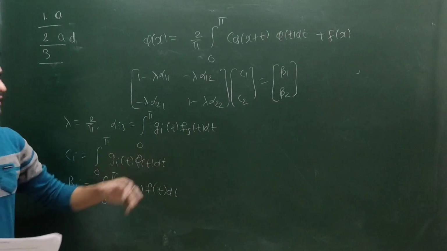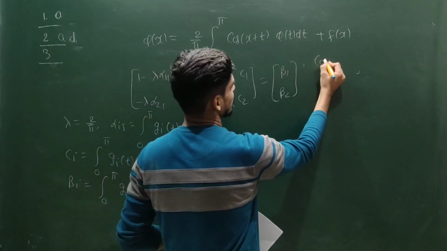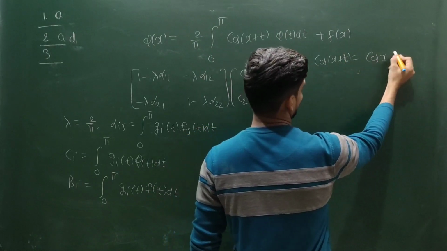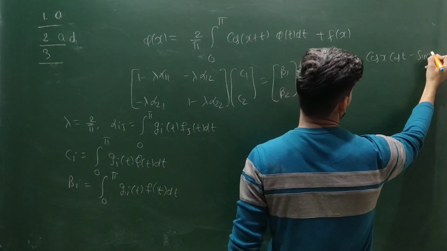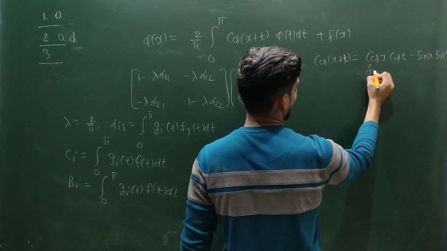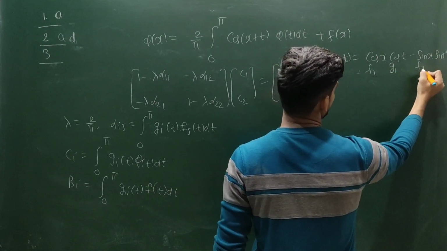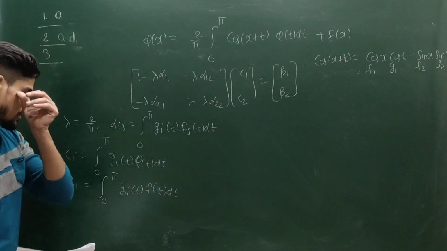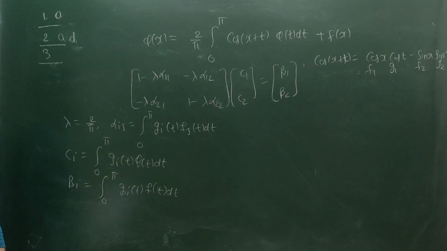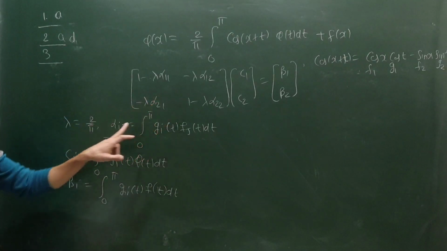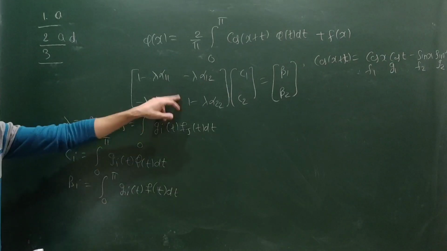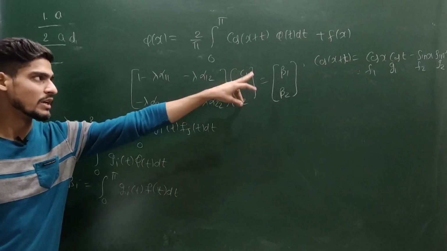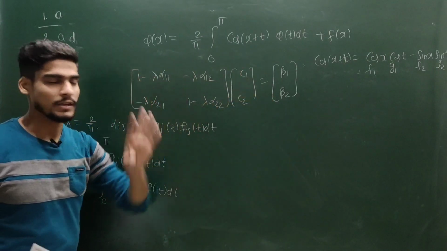Now what is my f1 and g1? We have been given the kernel. This is cos of x plus t, which can be written as cos x cos t minus sin x sin t. This is my f1, this is g1, this is f2, g2. f2 is negative sin x. So these are my notations for f1 and f2. I can write this matrix now and I can find this. So first I need this matrix to be a singular matrix. Otherwise I will have a unique solution, which is given by C1, C2 same as this inverse times beta 1, beta 2.